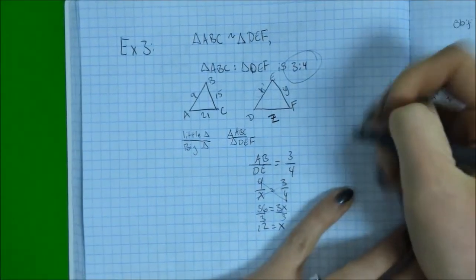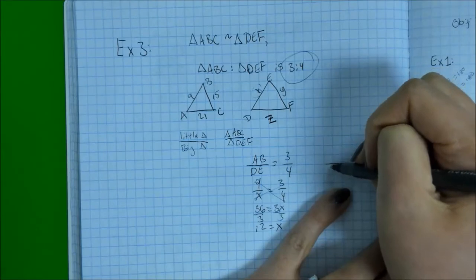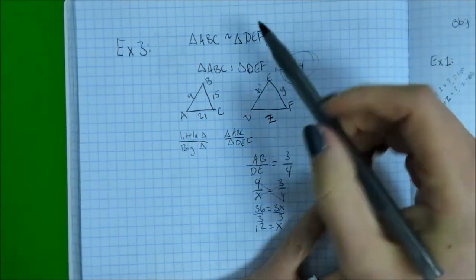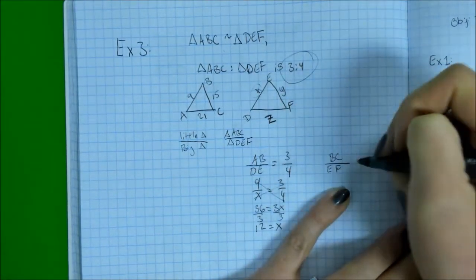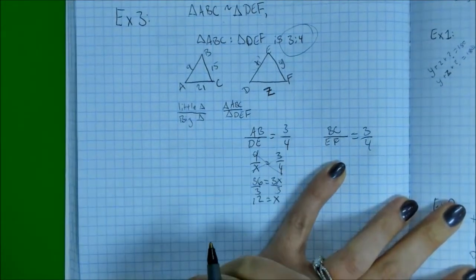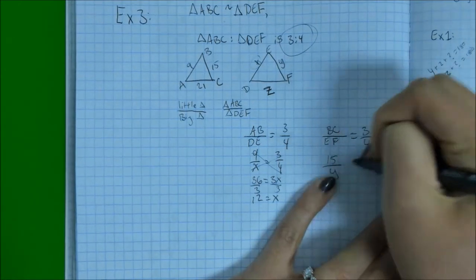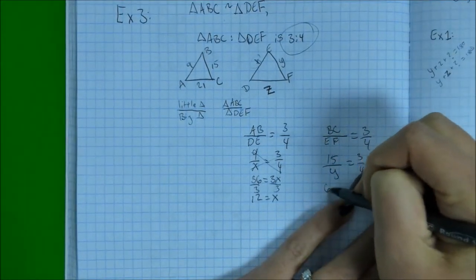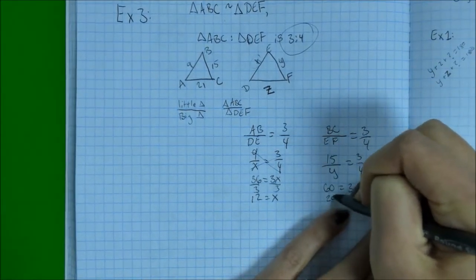All right, so again, I'm going to try to find EF. Again, I'm doing little over big, so EF corresponds with BC, and notice I'm always checking back to the similarity statement, not the picture, to figure out which sides go together. And that's going to be in the same proportion, 3 to 4. So BC is 15 compared to EF, which is Y. When I cross multiply, I get 60 equals 3Y, so Y is 20.